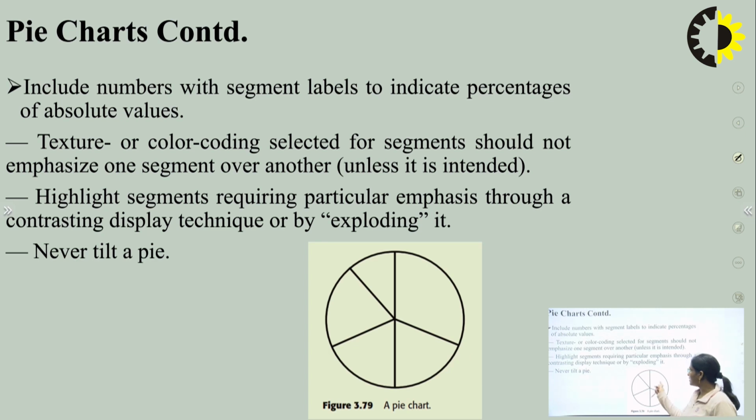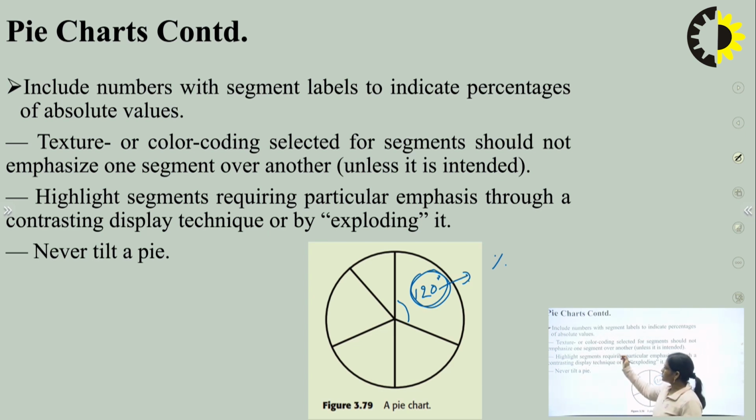Then this is the diagram for a pie chart. It includes a number with each segment label to indicate percentage or absolute value. That means if this is our 120 degrees, then we can write the degree. That means it shows the percentage. This shows only the angle, but we have to write the percentage here also, that means how much percent it would cover in our data.